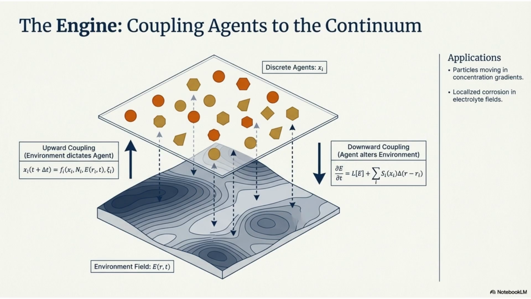The engine of ABM often involves coupling agents to the continuum. Upward coupling means the environment dictates the agent, while downward coupling means the agent alters the environment. This is useful for applications like particles moving in concentration gradients or localized corrosion in electrolyte fields.